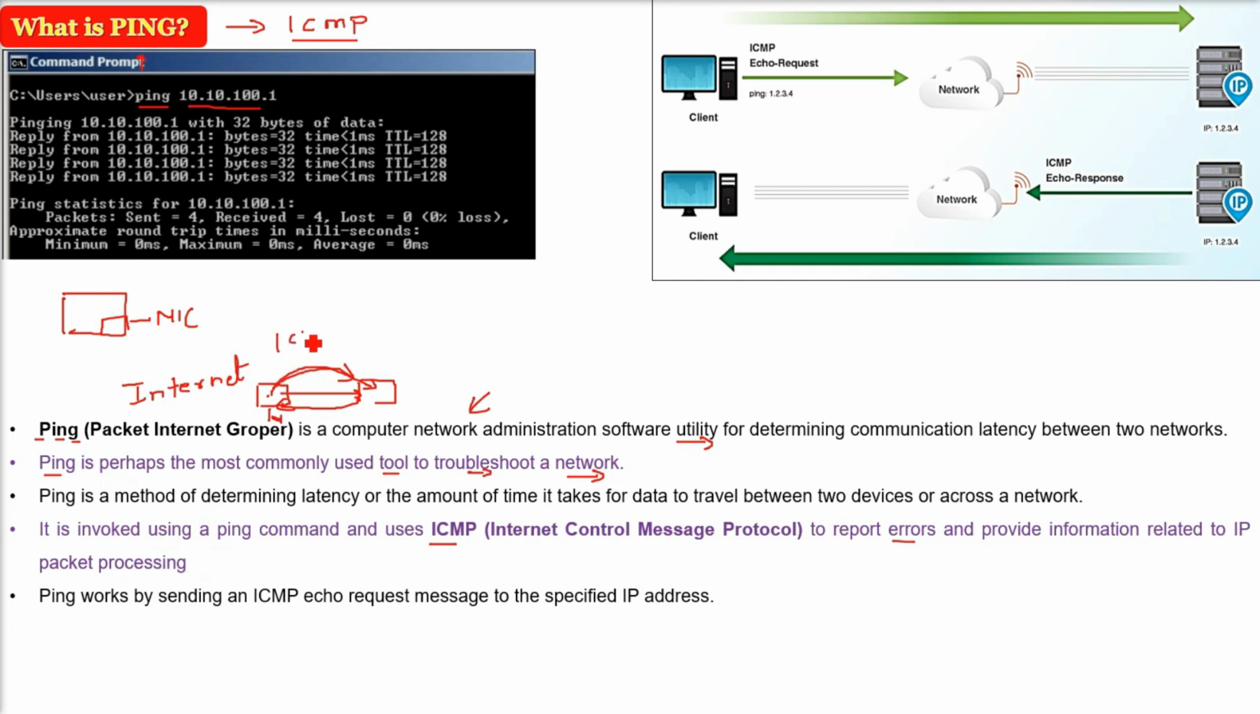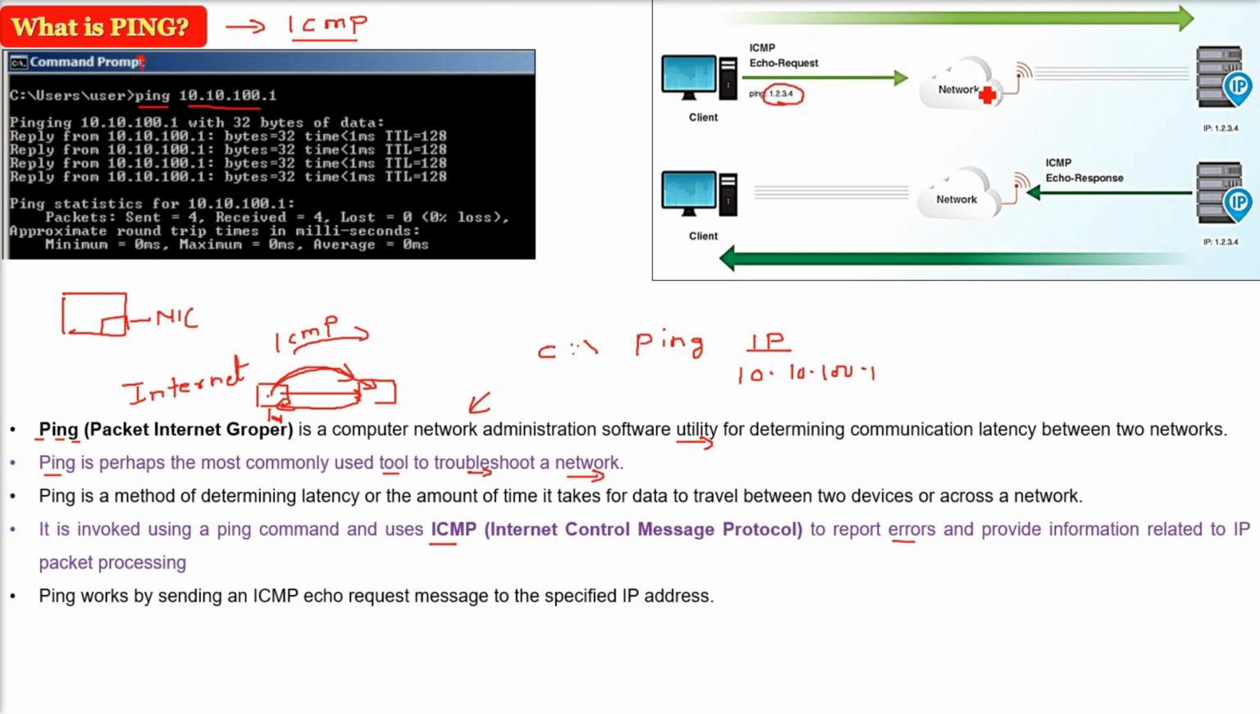Okay. So this is how ping works. It starts by sending an ICMP echo request message to the specified IP address. For example, in the command prompt, you write ping and then the IP address. It can be an IP address. It can be a URL also, like google.com, youtube.com, anything, right? Which will ultimately be converted to an IP address only.